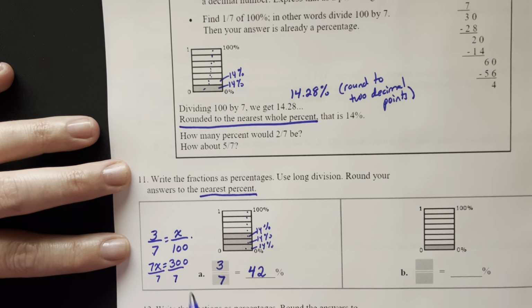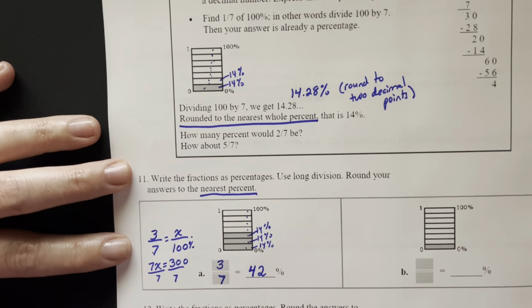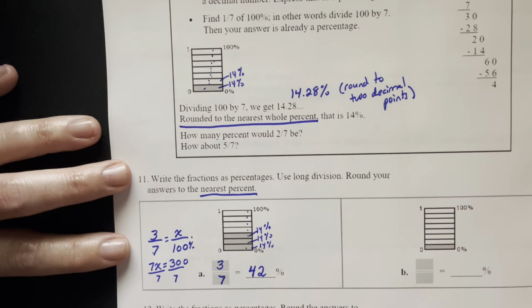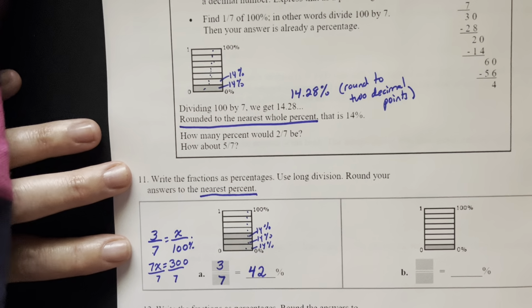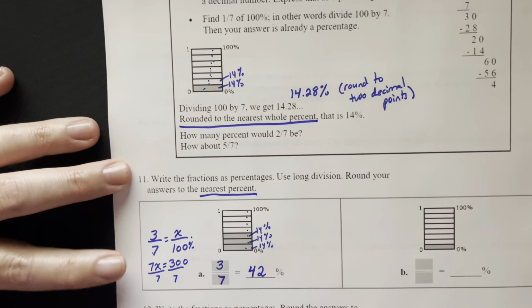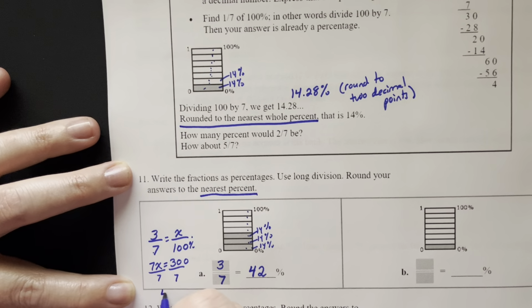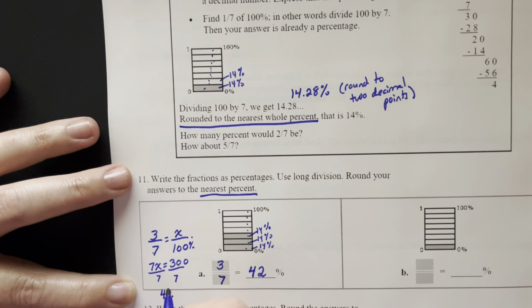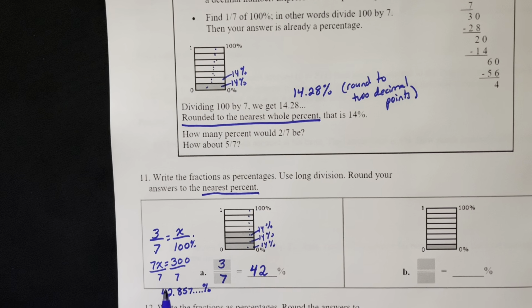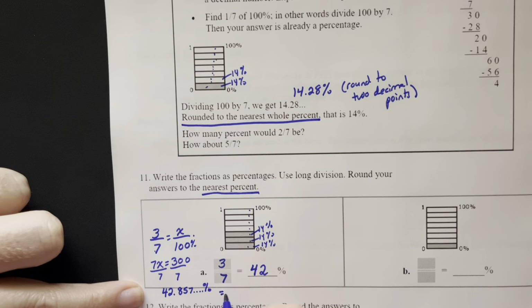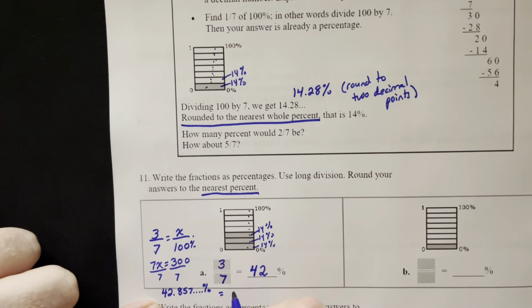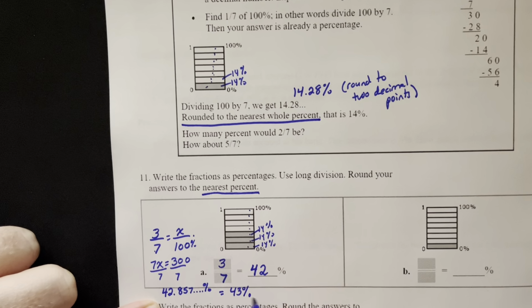And then when you divide by 7, I should say this is a percentage. So 300 divided by 7 is 42.857 and so on percent. So if you did it this way and you rounded to the nearest whole number percent, it would be 43%.